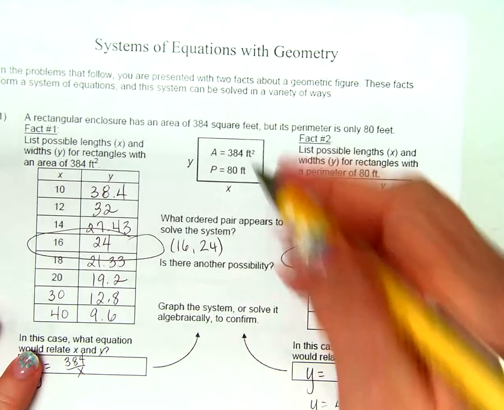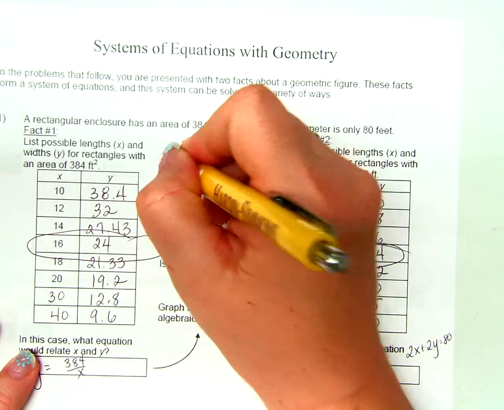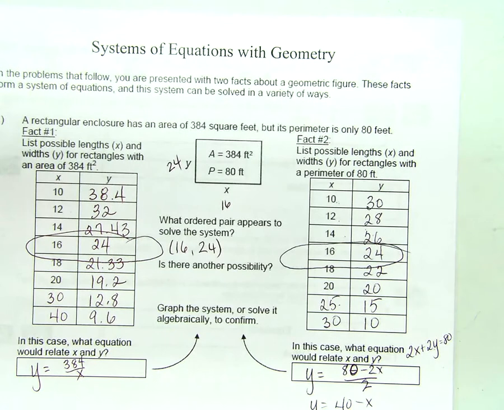So the only possibility is for x to be 16 and y to be 24. So you're arguing with me. Not arguing with me, just saying there's not another possibility, right? So what if I wanted to argue with you and tell you there is another possibility? You would say prove it. Okay, can I prove it to you?